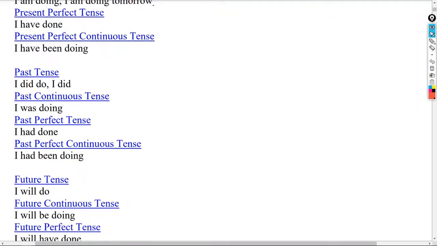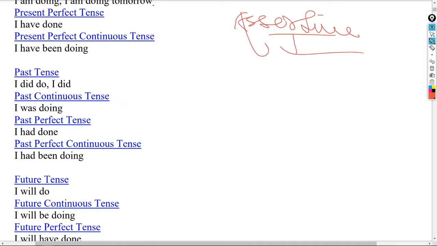So now, my dear children, we'll be talking about the assertive type of the sentence. So what is an assertive sentence? Assertive sentence is a kind of declarative sentence. What type of sentence? Declarative sentence. A kind of declaration or assertion may be positive or negative.